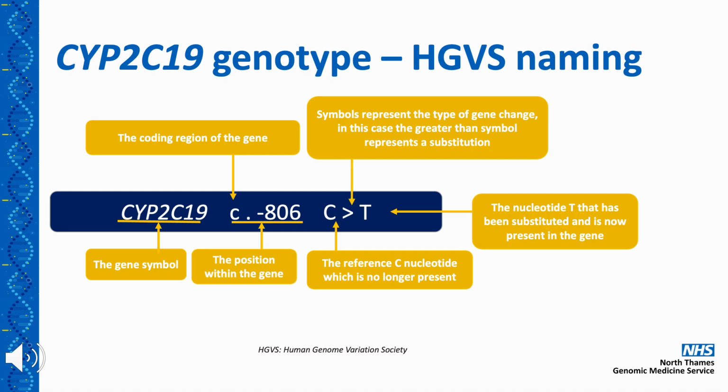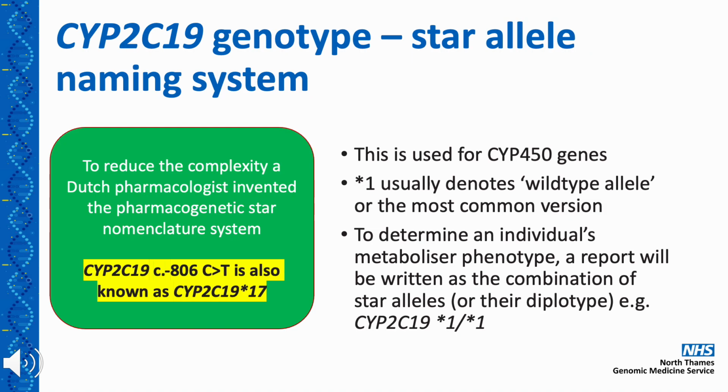This is because in pharmacogenetics, in each allele, often multiple SNVs are inherited together as a haplotype. To make the process more straightforward, a so-called star allele naming system for pharmacogenetics was introduced by a Dutch pharmacologist. Instead of the HGVS nomenclature shown in the last slide, this allele can be described as CYP2C19 star 17. Star 1 usually denotes the wild-type allele. Wild-type is a term to describe the most common or normal version of an allele.